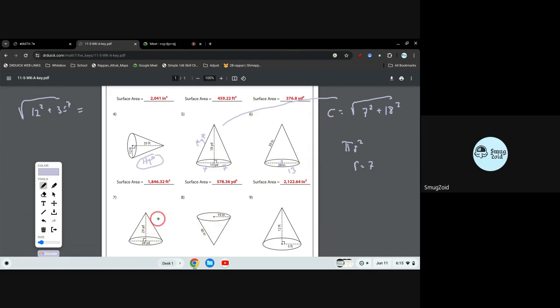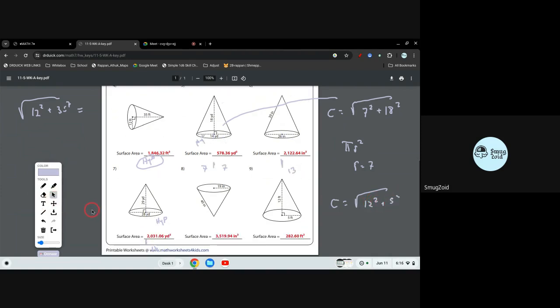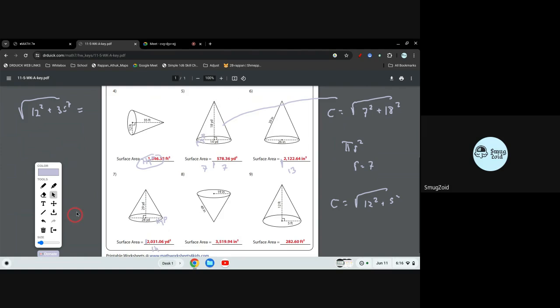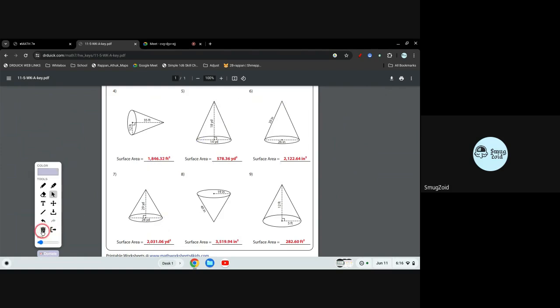This one, once again, you have to solve for the hypotenuse, and then you solve for the radius, which would just be 14. This one, they give you the radius, but you have to solve for this one. Obviously, you have to go C equals the square root of 12 squared plus 5 squared. I'll scroll down so you can see the answers. You can see what you got. But the idea behind it is you've got to look at these things carefully in order to get the right answer, right?